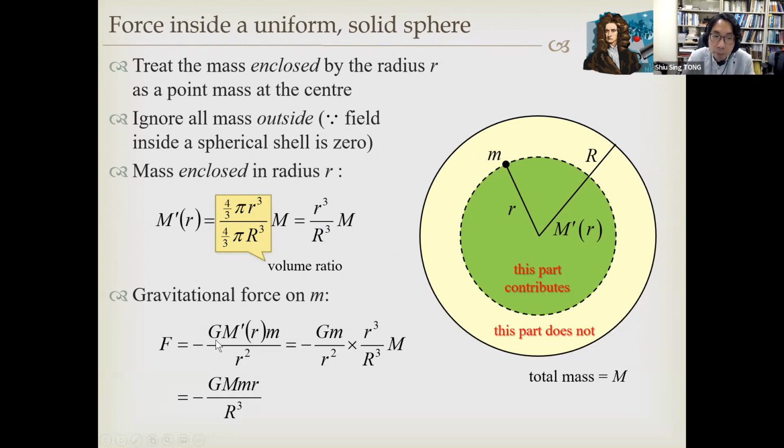And the gravitational force will then be G m prime, where m prime is this part, multiplied by small m divided by r squared. Now I plug in this m prime, so it becomes like this. The r cubed cancels with the r squared in the denominator, leaving only one r. So I get only one r. And the final force is given by minus GMm r, small r, divided by big R cubed. So now I find the force inside the solid sphere.